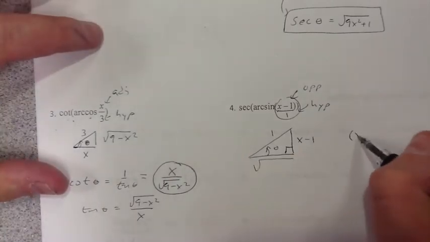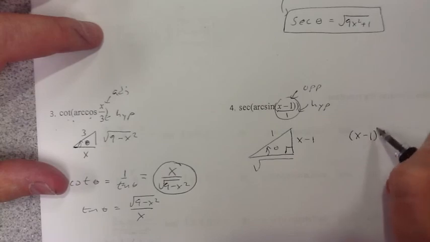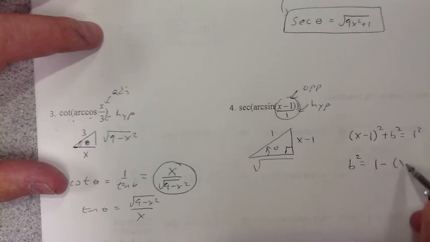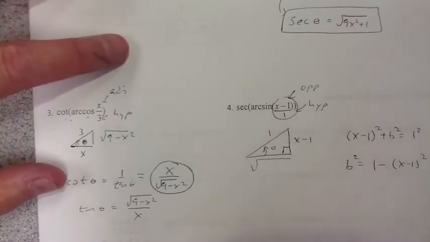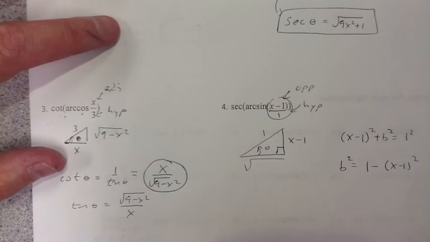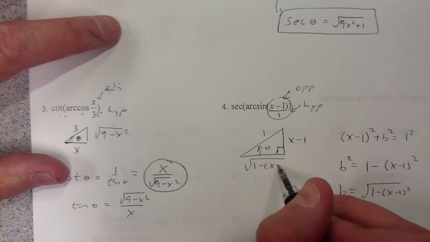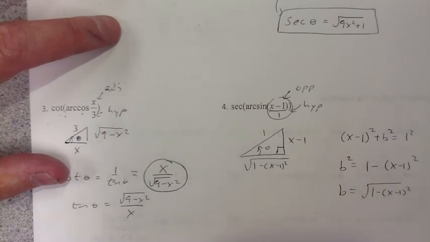Don't be fancy. It's just (x minus 1) squared plus b squared equals c squared. So b squared equals 1 minus (x minus 1) squared. Solve for b. I get the square root of 1 minus (x minus 1) squared. Don't be a hero and try to simplify that. This is perfectly okay to use. 1 minus (x minus 1) squared.